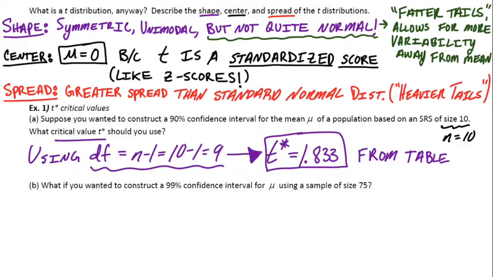So part B says, what if you wanted to construct a 99% confidence interval for mu, and you have a sample size of 75? So that's definitely going to change our degrees of freedom. And remember, when we're talking about the t distribution, we have to say what the degrees of freedom are. So in this case, it's 74.